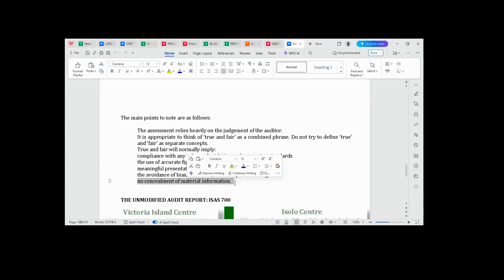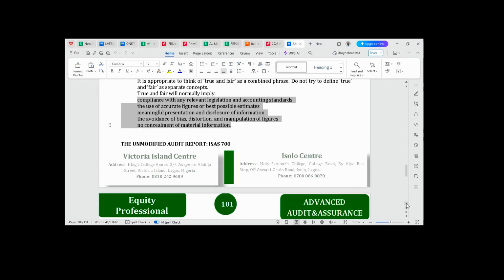So when you come across an examination question that asks what you understand by true and fair view, what the examiner expects you to write is to discuss all of these five connotations, these five interpretations. Don't discuss just one, don't discuss just two. Endeavor to discuss all the five. All right? Are we together? Any question?